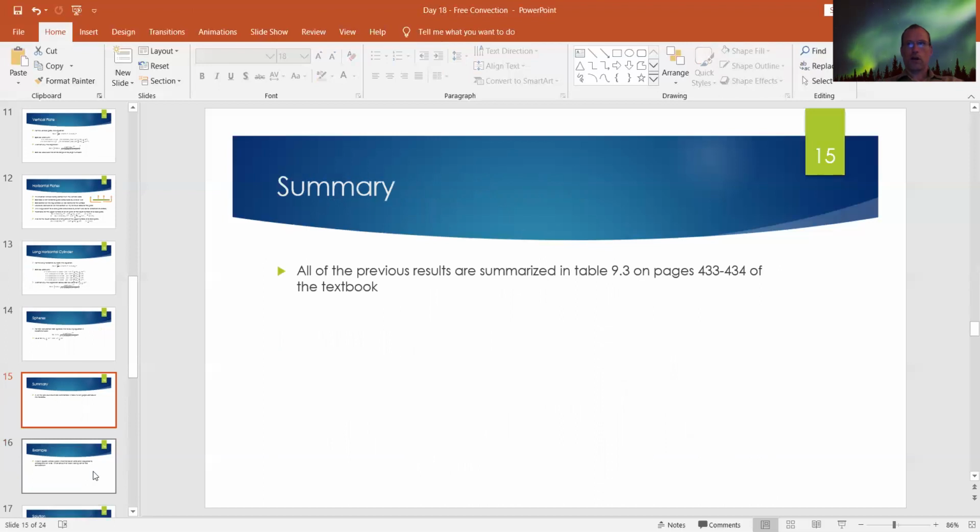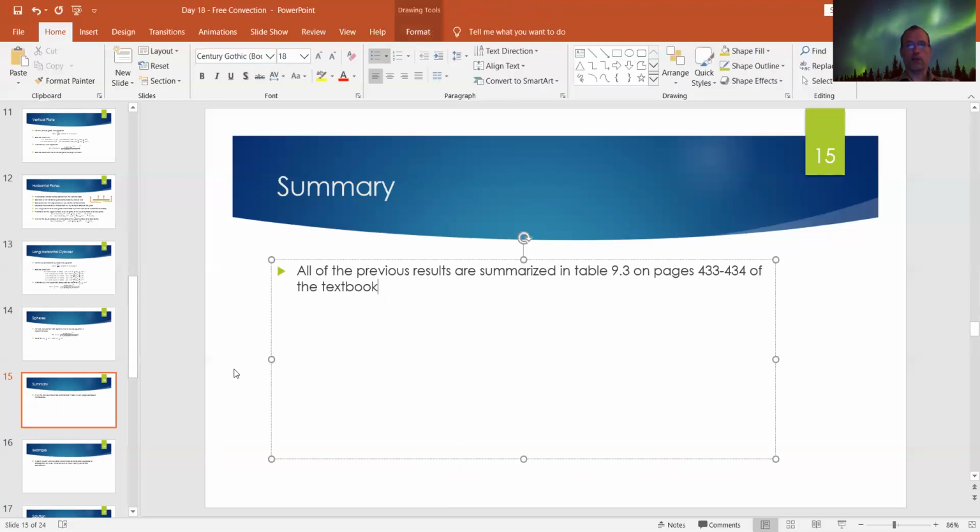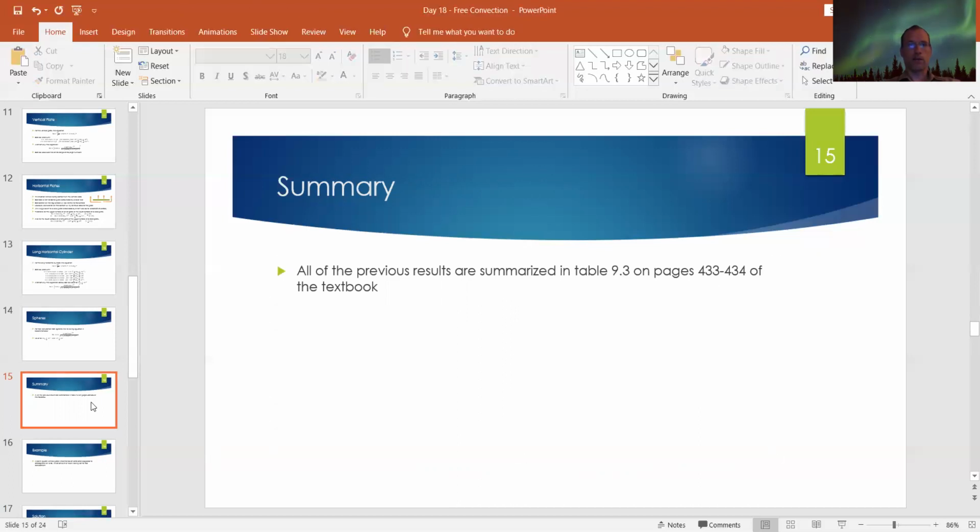So those are all the equations to use for the free convection case. Again, just want to make sure that you have the right equation based on geometry and based on flow conditions, in this case, namely the Rayleigh number. All these results are summarized in Table 9.3, pages 433 to 434 in the textbook. So that's a good place to look as a nice summary of which one to use when.